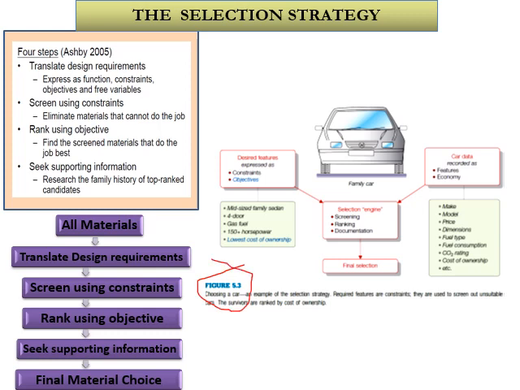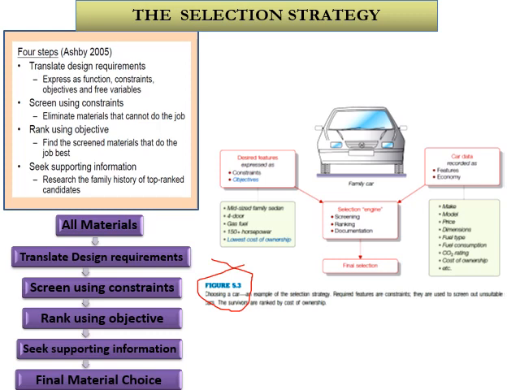As you can see in figure 5.3, is an example of a selection strategy for selecting a family car. This is exactly similar to the previous lecture. Since a family car is desired, the constraint will be a mid-size family sedan, 4 doors using petrol and above 150 HP. In the US, they call petrol gasoline. The objective will be the low cost of ownership of the car.